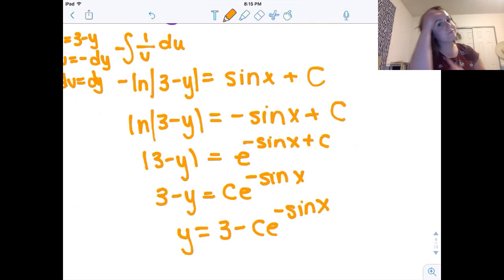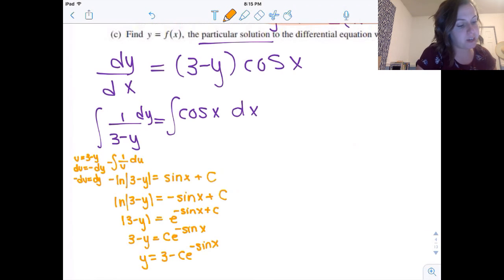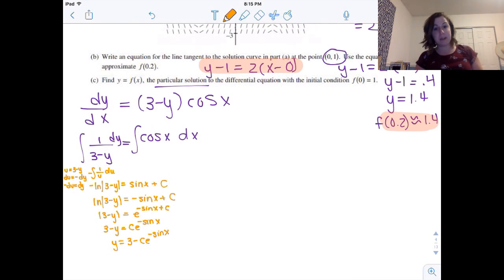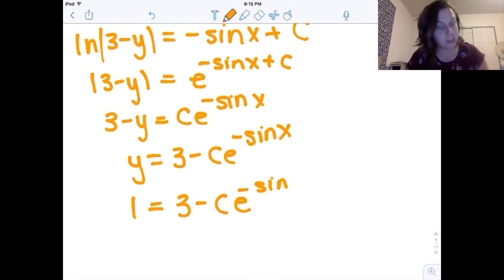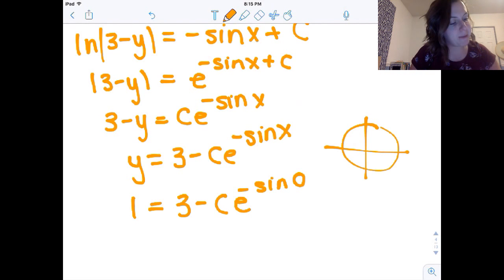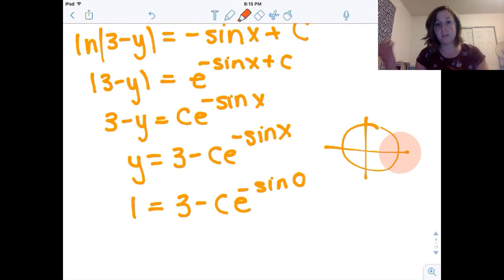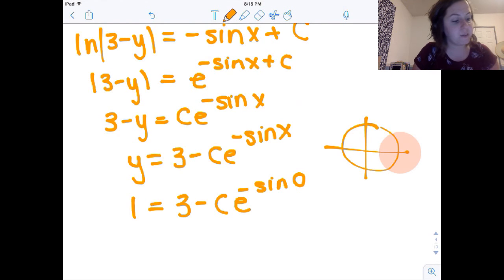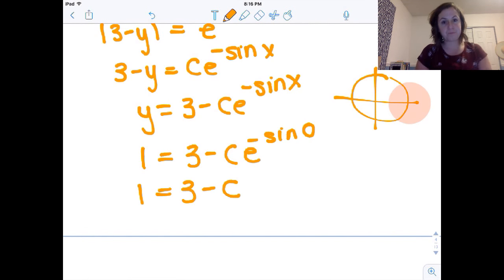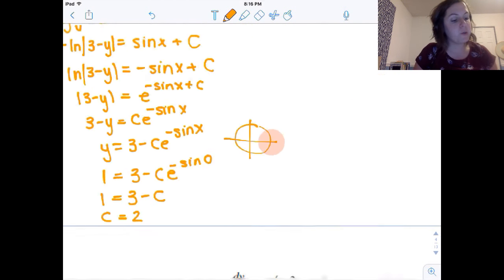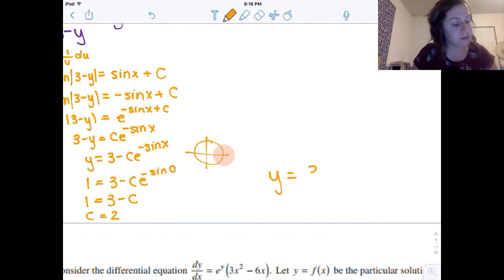So particular solution here, I'm in my initial condition. So 1 equals 3 minus ce to the negative sine of 0. You have to know your trig values. So over here, looking at this, this is 0 degrees, okay, or 0 radians. Sine is your y value, so that is just 0. So this is 1 equals 3 minus c, right? So c equals 2. So your final answer here would be y equals 3 minus 2e to the negative sine x.